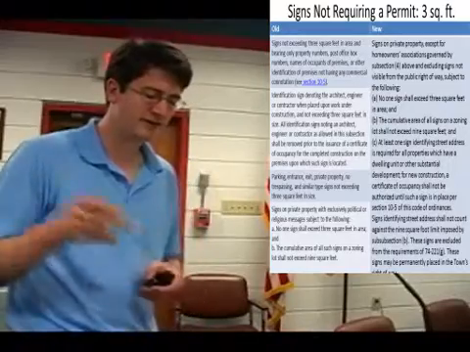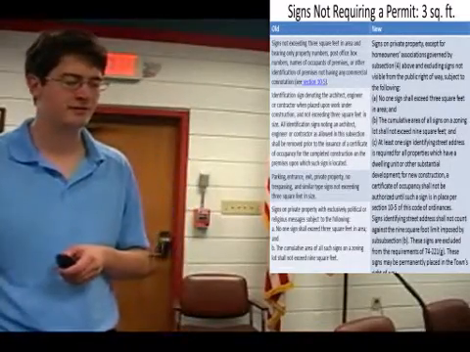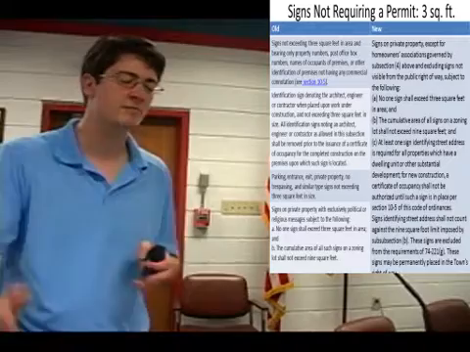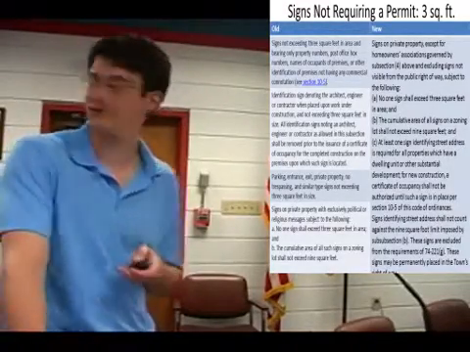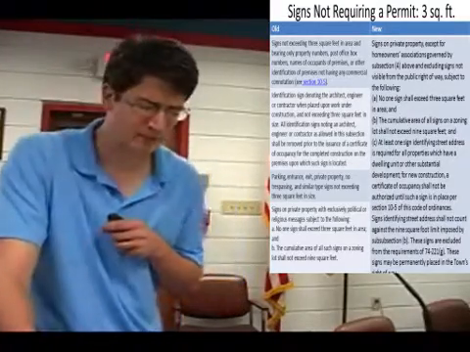So these are all the types of signs that were allowed, that didn't require a permit, less than 3 square feet in size before, and the language that we have now.